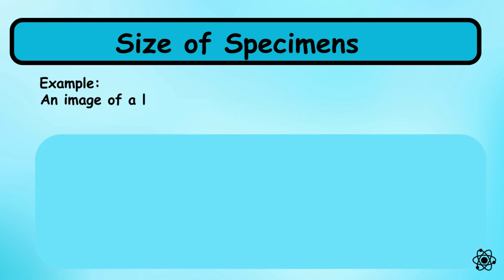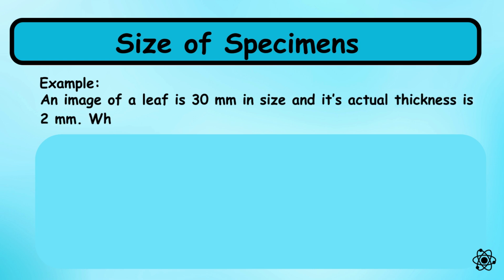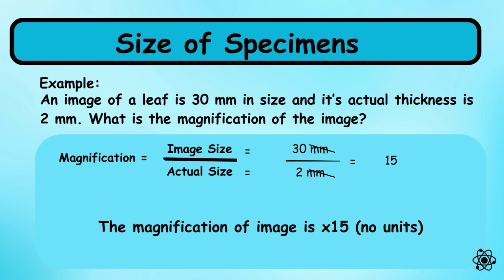This is an example where we can use this formula. An image of a leaf is 30 millimeters in size and its actual thickness is 2 millimeters. What is the magnification of the image? So magnification is equal to the image size divided by its actual size, which is 30 divided by 2, that is 15. Since both image and actual size have been given in millimeters, there is no need to convert it. And magnification has no units.